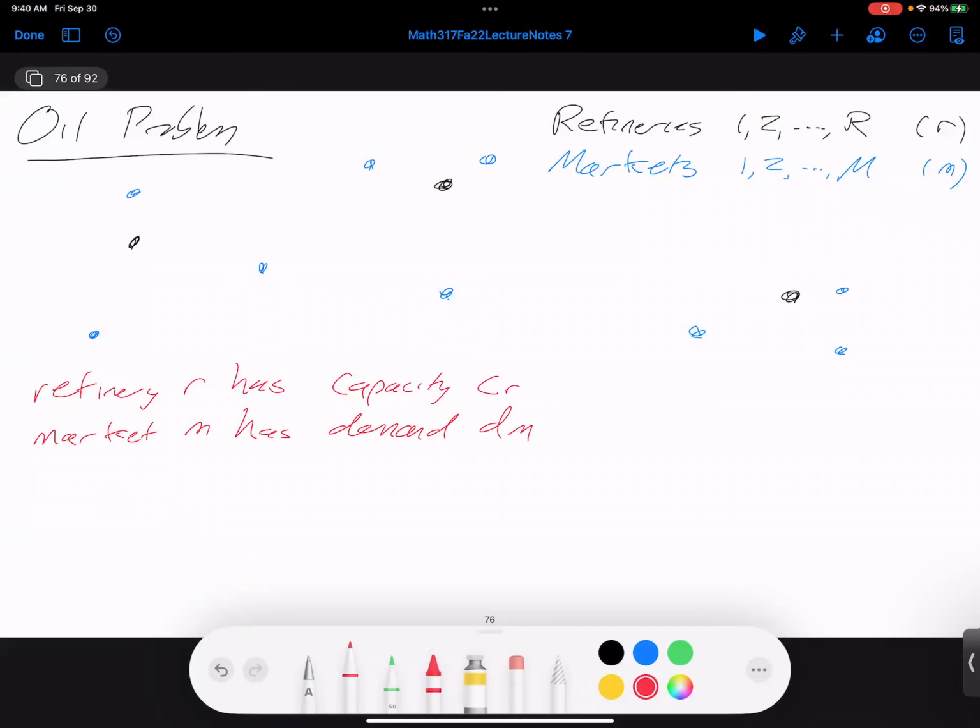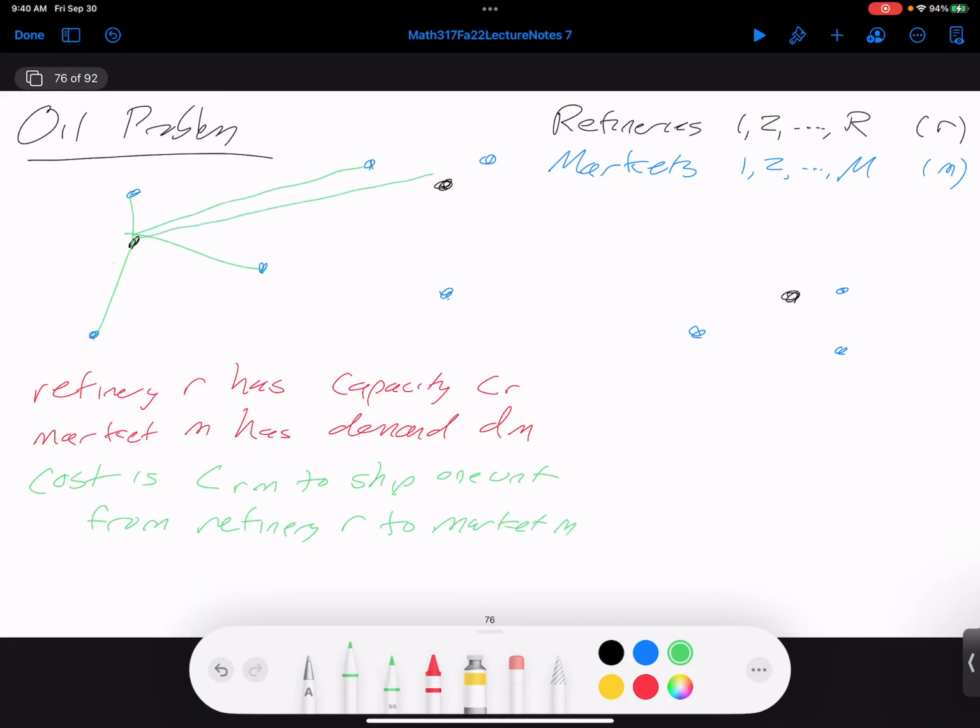What other piece of information might I need? Cost. And I'll do that in green for cost. And then the cost is maybe C_rm to ship 1 unit from refinery r to market m. And so I can calculate all these different costs and so on.